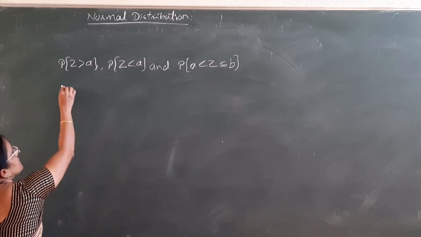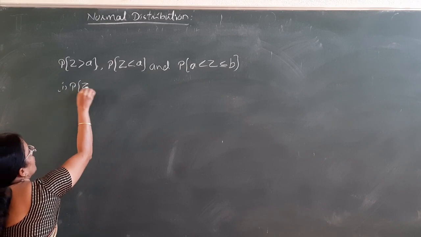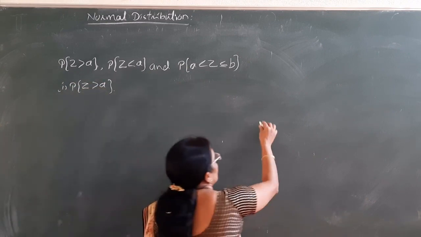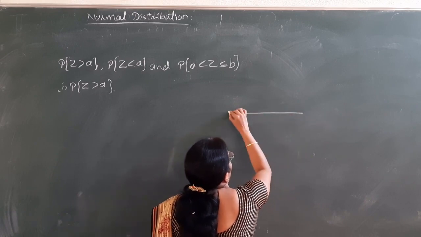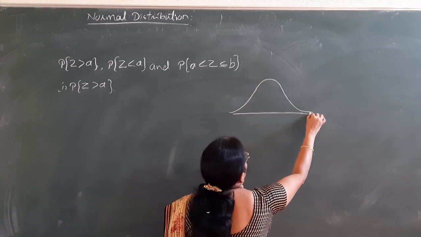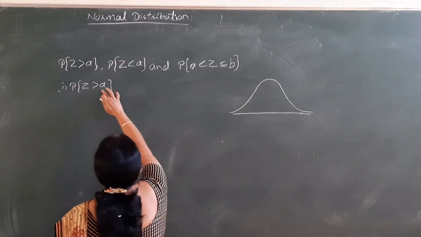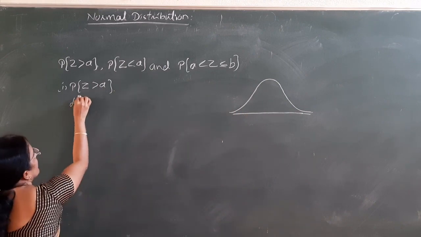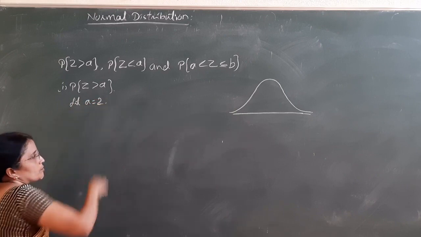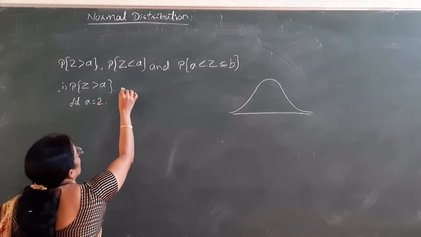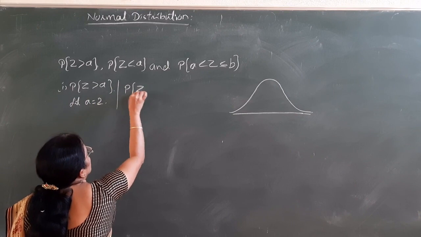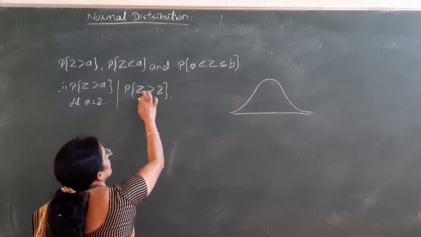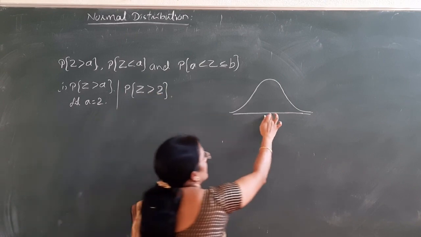For example, consider the first one, probability of z is greater than a. Represent this in a curve. Which curve is required now? That is a standard normal curve. Now z is greater than a means, in this example I am going to consider a equal to 2. That is, we have to find P of z is greater than 2. Represent this z is greater than 2 in a standard normal curve.